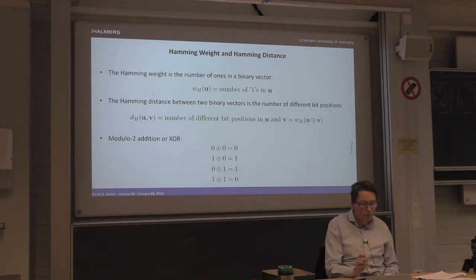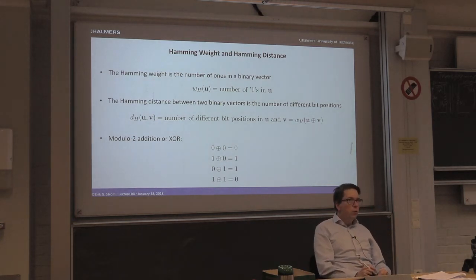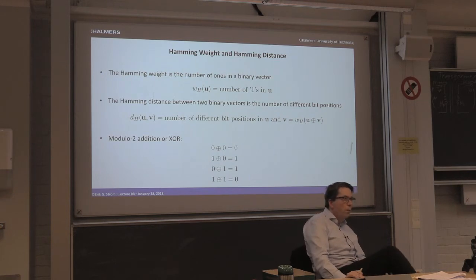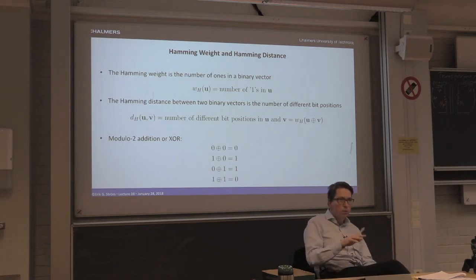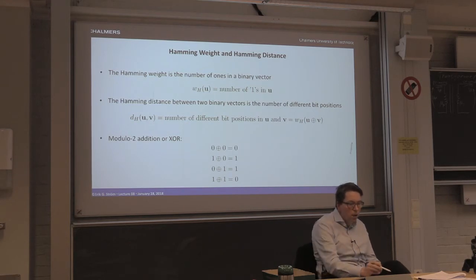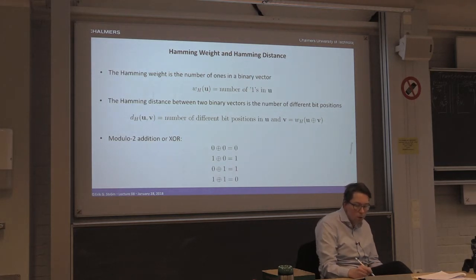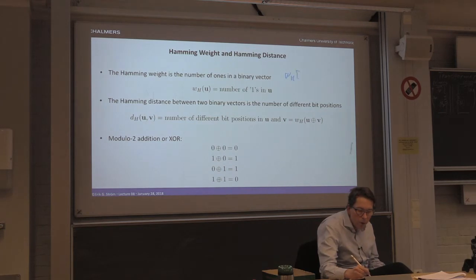Okay, let's figure out how to construct good codes for this purpose. To do that, we need to talk about something called Hamming weight and Hamming distance. Hamming weight and Hamming distance are like the norm and distance we talked about earlier for signals, but now we're talking about bit patterns instead. So the Hamming weight is simply the number of ones in a binary vector. So W for weight, H for Hamming, of some bit pattern U is the number of ones in U. The Hamming weight for 0, 1, 1, 0, 0, 0 is equal to 2. There are 2 ones in this.